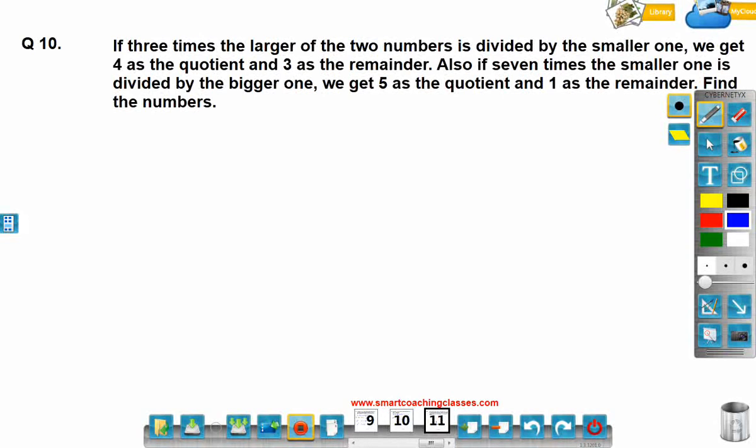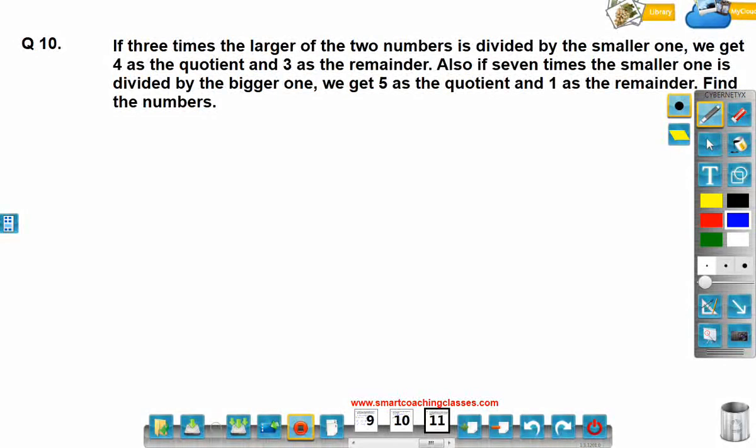Okay, this is the last question for the day, and there are more story problems that we will be discussing in the next lecture. For now, this is the last. Okay, here the question says if 3 times the larger of the two numbers is divided by the smaller one, we get 4 as the quotient and 3 as the remainder. Also, if 7 times the smaller one is divided by the bigger one, then we get 5 as the quotient and 1 as the remainder. Find the numbers. Question is very easy.